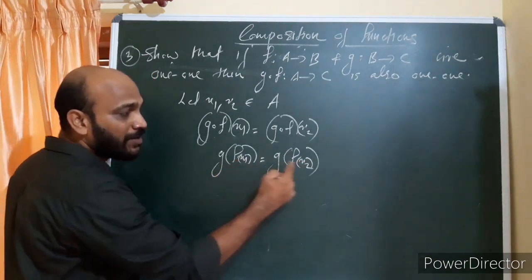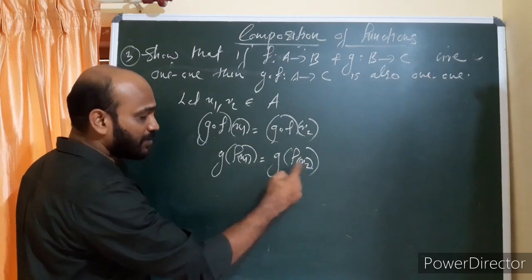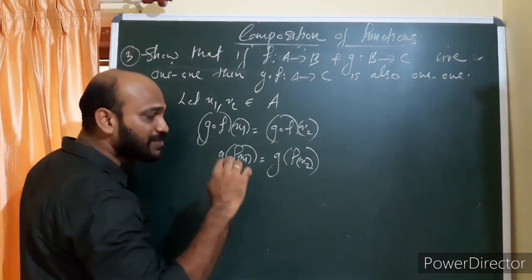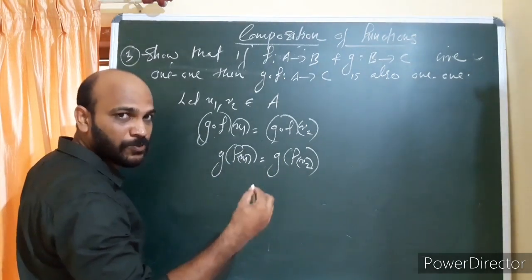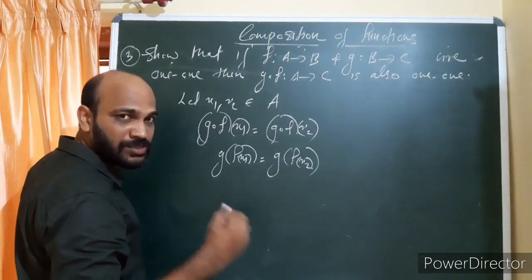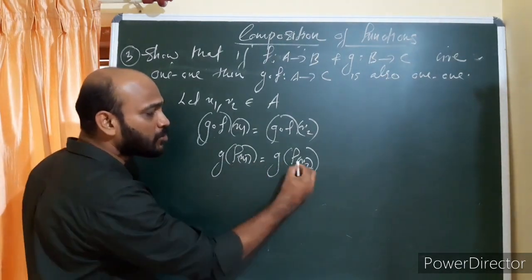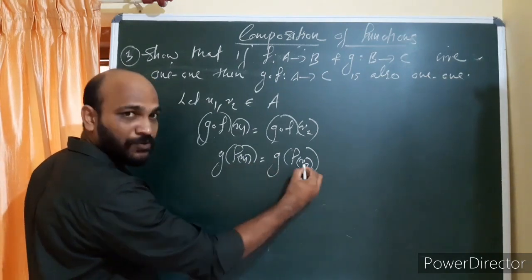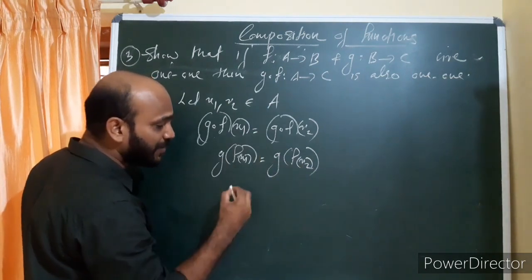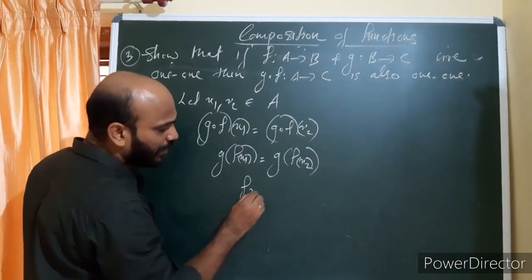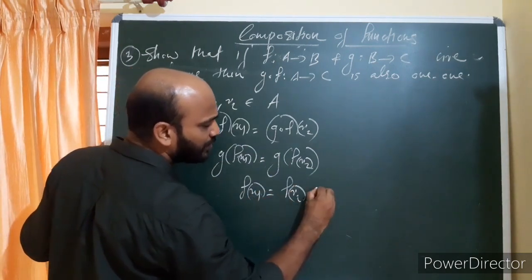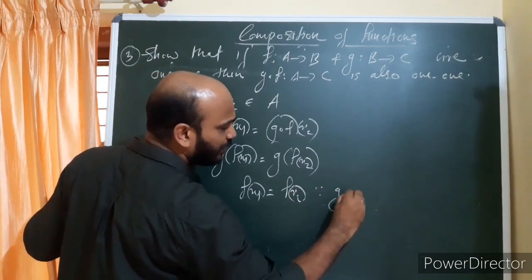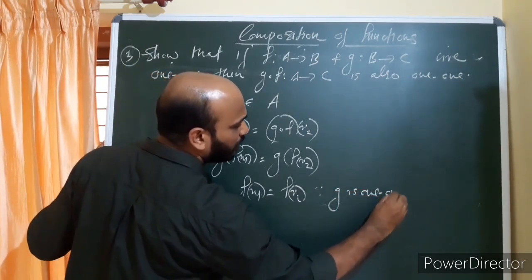Now f of x1 and f of x2 are two elements and g is a function. Since g is 1-1, g of x1 equal to g of x2 implies x1 equal to x2. So in place of x1 and x2 we have f of x1 and f of x2. So since g is 1-1, this implies f of x1 equal to f of x2. Reason: g is 1-1.